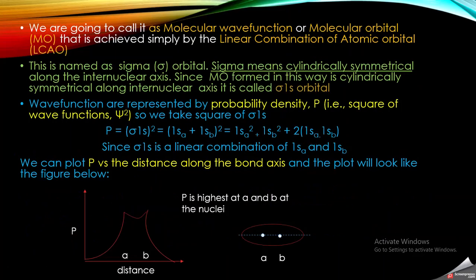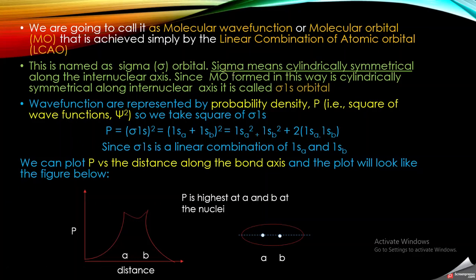Now this new wave function that is formed is called the molecular wave function, or the molecular orbital, because it is formed from the two atoms and a new molecule is being formed. This is simply achieved by a process called the linear combination of atomic orbitals. So the atomic orbitals are linearly combining. We name this molecular orbital the sigma orbital. Sigma actually means something which is cylindrically symmetrical along the internuclear axis.